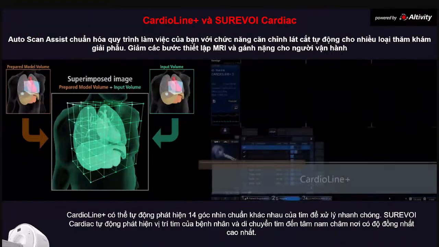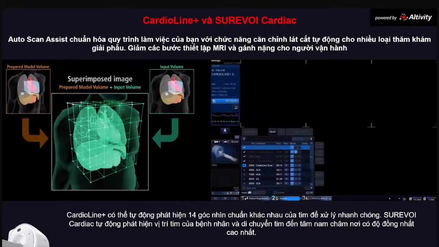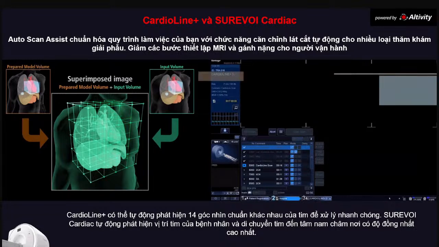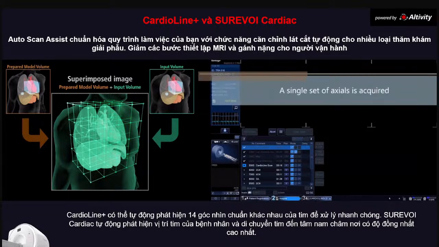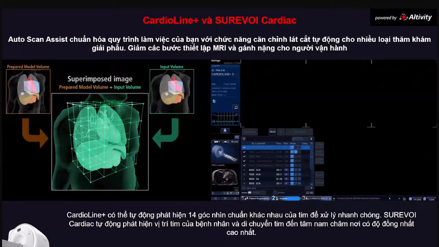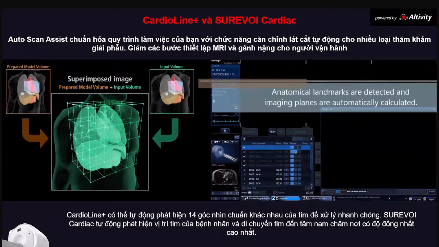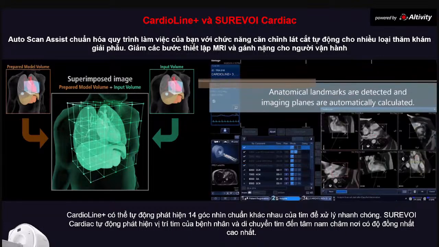So let's take a look at a cardiac scan where we are able to do it with our AI cardiac and show a volume of interest. A pilot scan of 20 seconds is being done. It's a set of axial images. And with that, the images are processed by the system to look at the algorithm, and the anatomy is automatically detected.